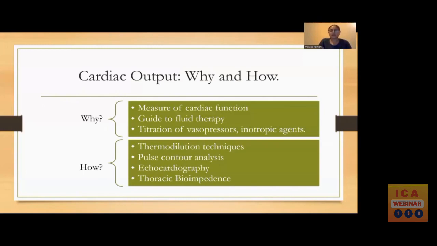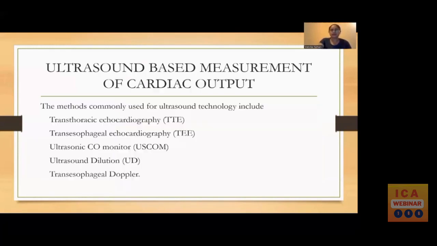How is it monitored? The gold standard technique was using the Fick principle, basically having the pulmonary artery catheter. Over a period of time, we have tried to become more non-invasive in our process, and that is why we have a development of methods including echocardiography, pulse contour analysis, and thoracic bioimpedance.